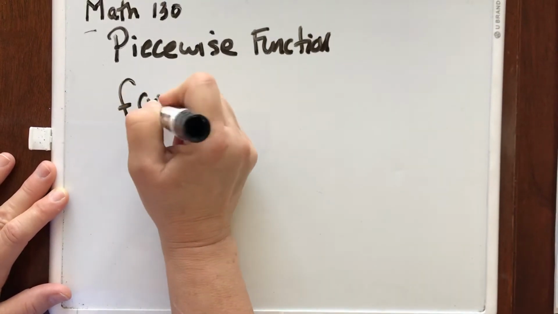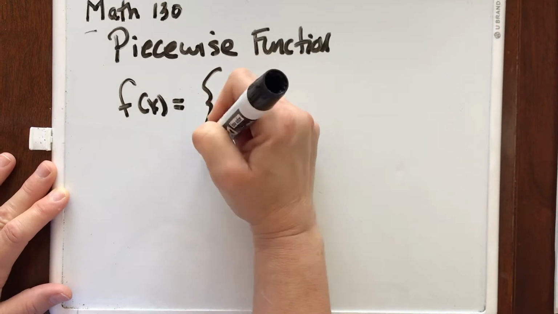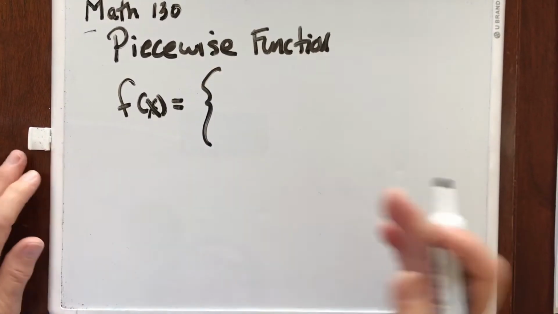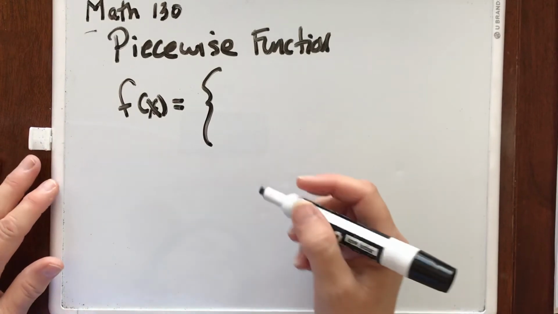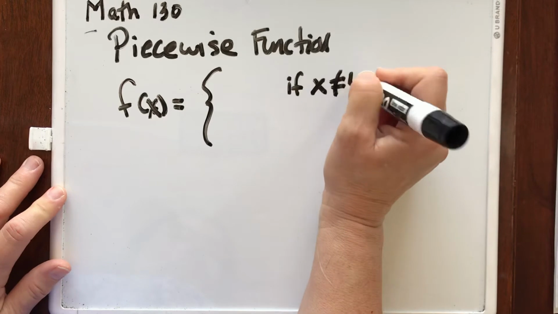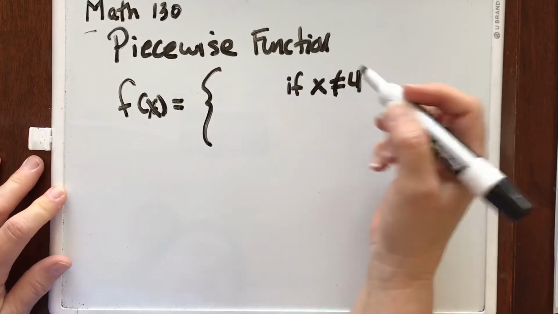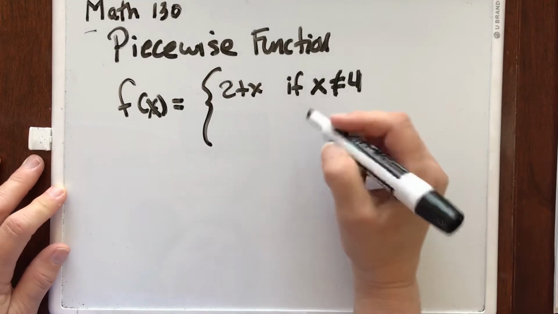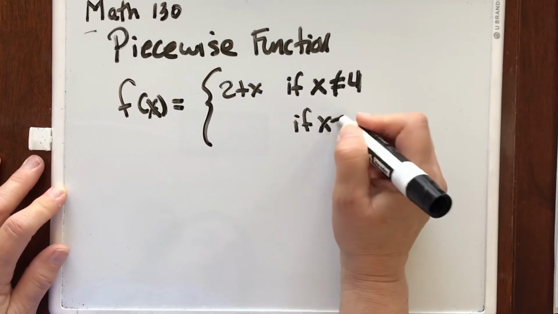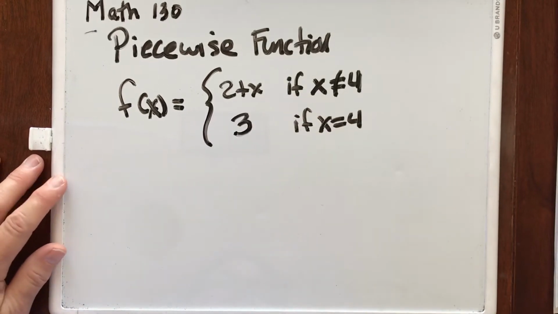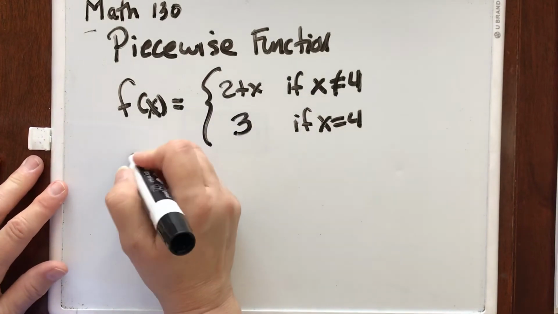Okay, that's when we have something where we break the function into pieces. All right, and we break it into pieces based on the domain, which is our x values. So I'm going to say if x does not equal 4, then we're going to use the equation 2 plus x. Now, if x equals 4, then we're going to use 3 as our answer. So now let's evaluate this.